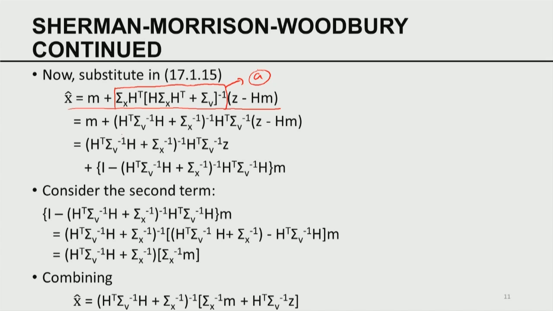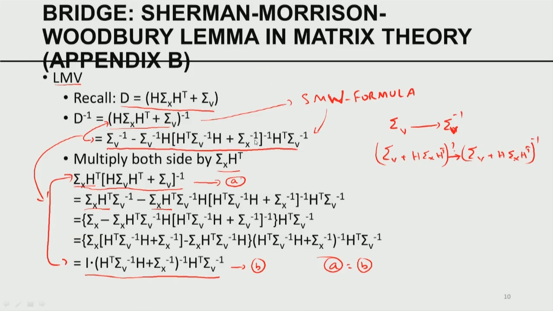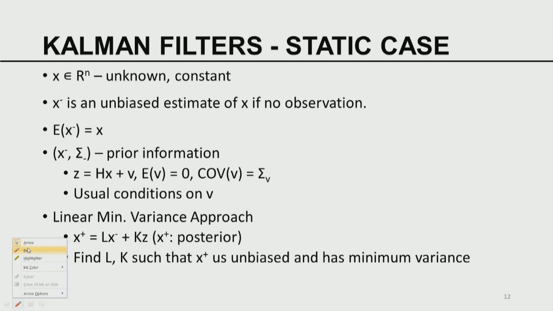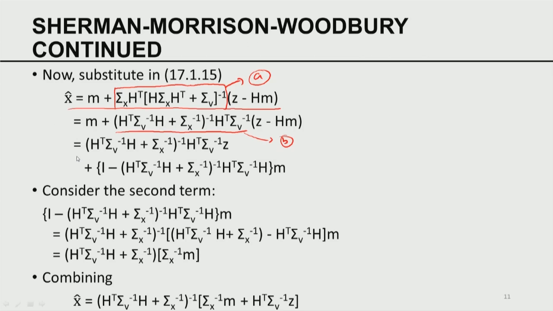I'm going to replace that matrix by matrix B, since A is equal to B, which I derived on the last page. We know A is equal to B, so we have earned the right to replace A by B. Now, if I do the multiplication and simplify, I get the sum of two terms, this term and this term.